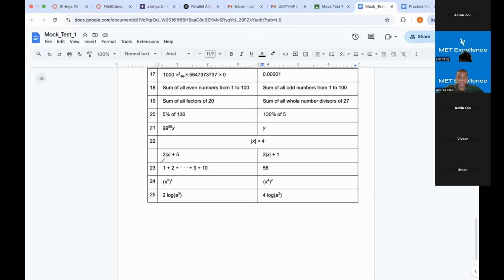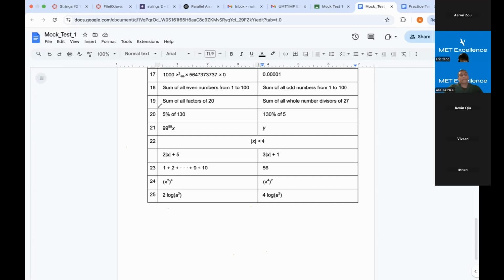And now this is just simple math. If you add together the whole number divisors of 27, 27, 9, 3, and 1, you get 40. And the sum of all factors of 20, 1, 2, 4, 5, 10, 20, added together, you'll get 42. So side A is bigger. So the answer should be A for number 19.